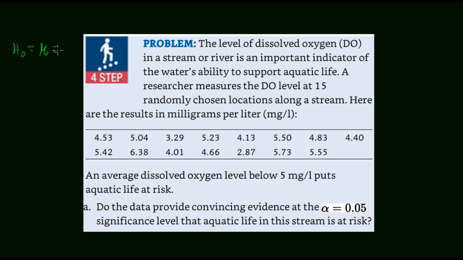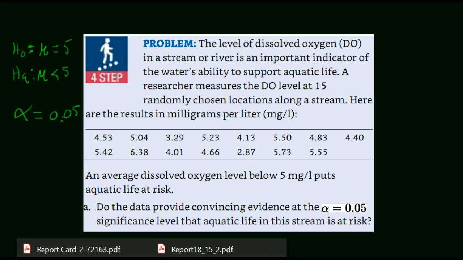Okay, so working from this a little bit, my H null here is going to be mean equals 5 milligrams. My alternate hypothesis, which is my claim here, is going to be that the mean is less than 5 milligrams per liter, because if we're below that, we're putting aquatic life at risk, and I'm testing with an alpha of 0.05. So I'm going to let the calculator do the heavy lifting here. Give me a moment, and I'm going to get all this information into the calculator.